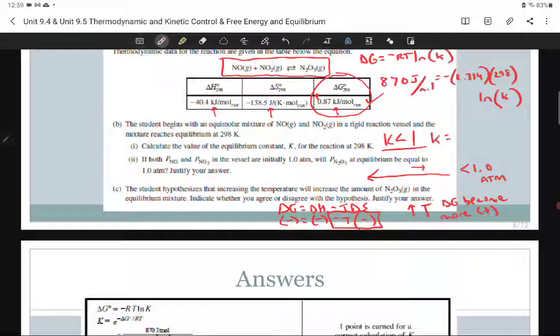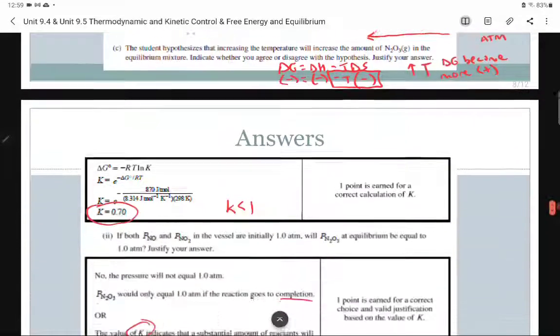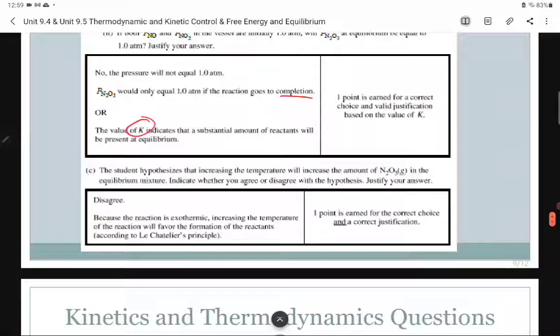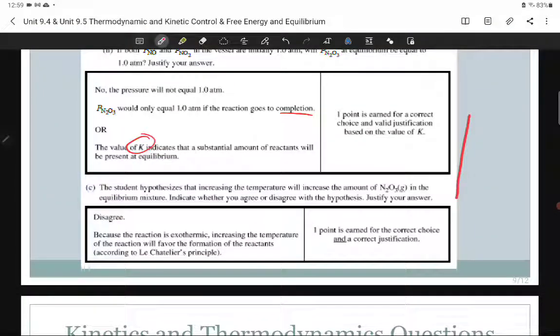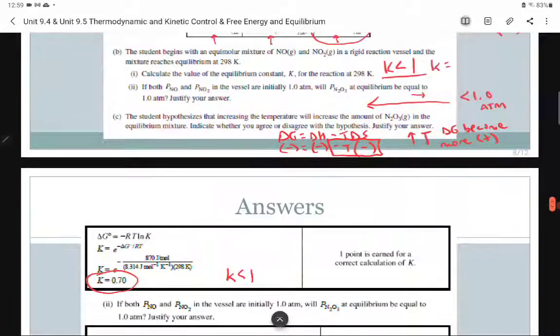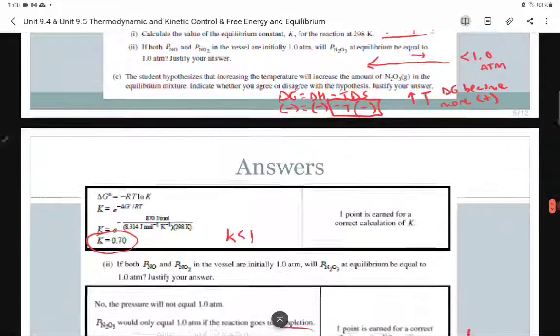So I do not agree with that student. But let's check out what these guys say. They did say disagree. They say it's exothermic. So they came to that conclusion by looking at the thermodynamic data there. Increase the temperature. So they mention Le Chatelier's principle, so that would be fine too. Okay, so we got part C done.